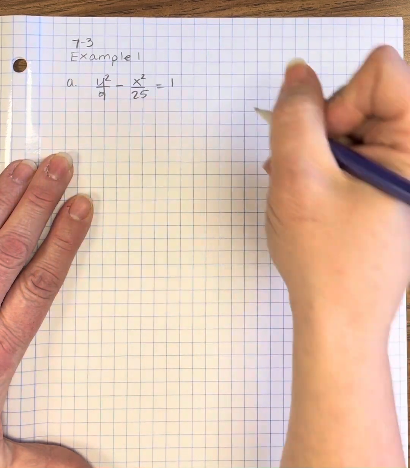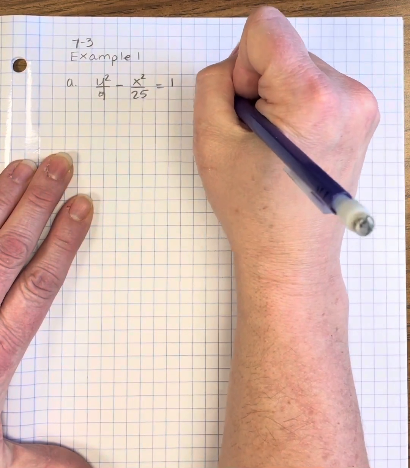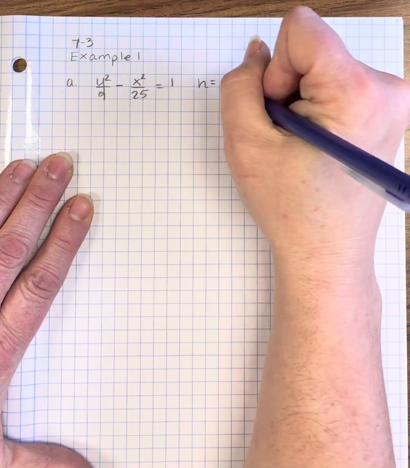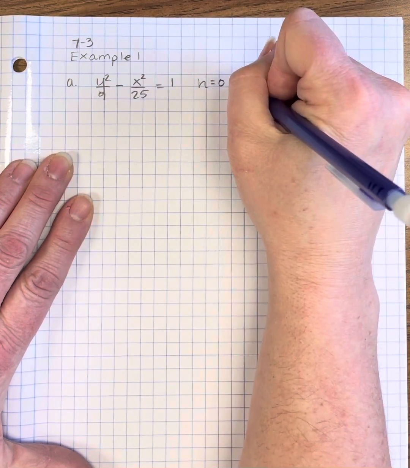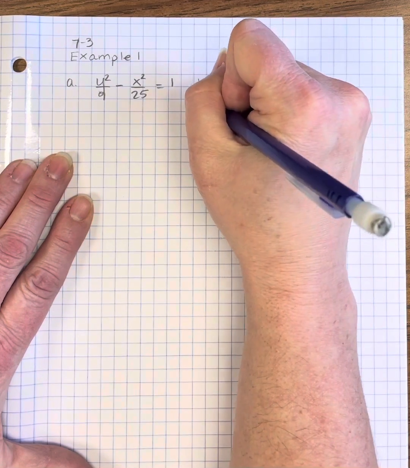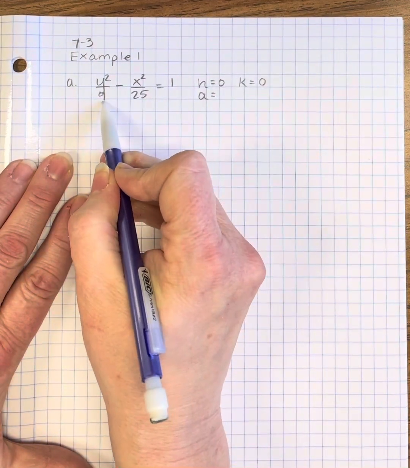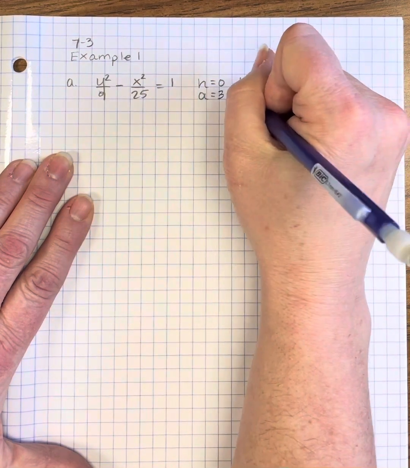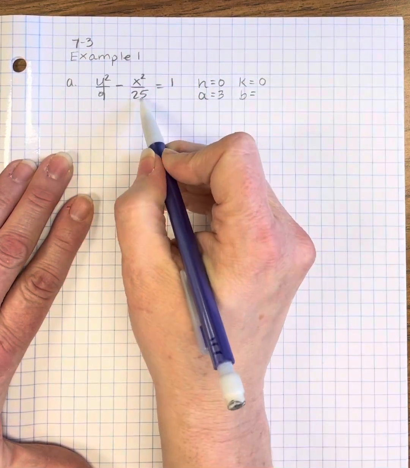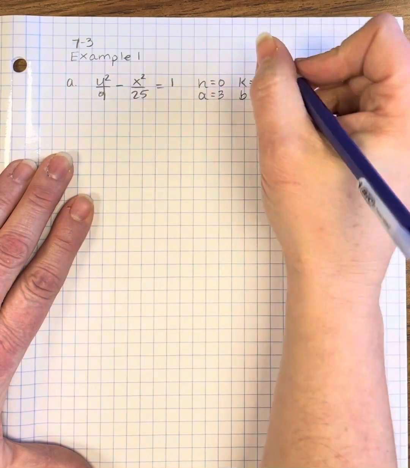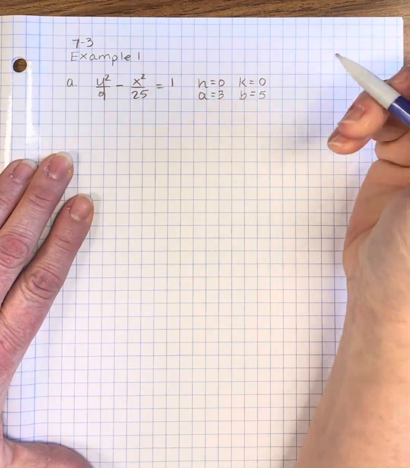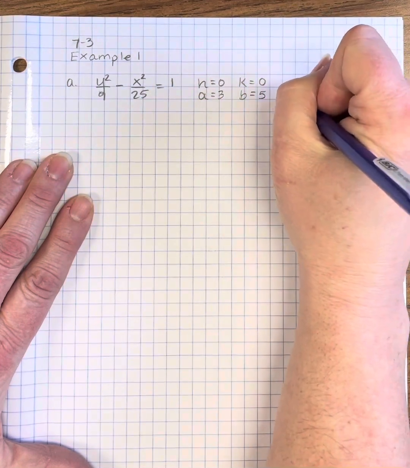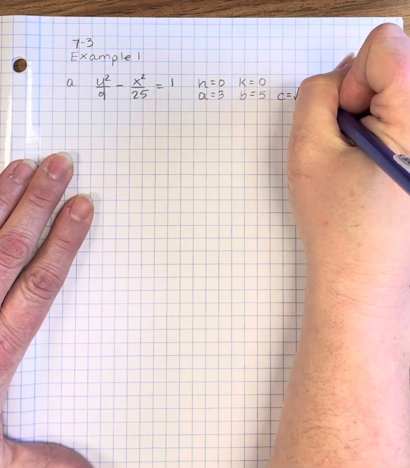So my h is 0, my k is 0. My a is underneath my positive, so this is going to be the square root of 9, which is 3. My b is the square root of 25, which is 5. And then using the Pythagorean theorem, c equals the square root of a squared plus b squared, which is the square root of 34.